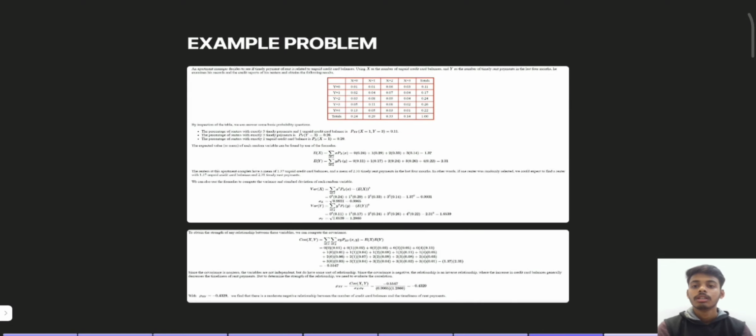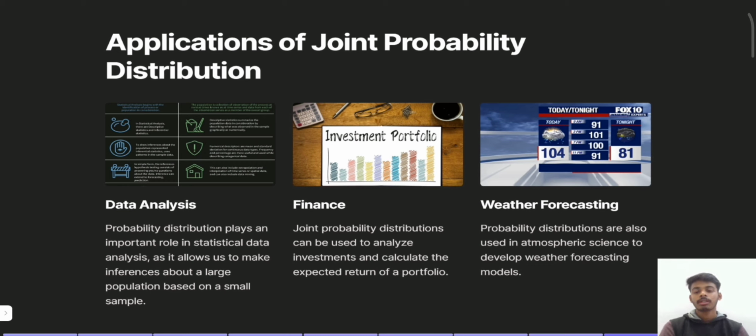Moving on, applications of joint probability distribution. You can see joint probability distribution is used in various fields, like in data analysis. Probability distribution plays an important role in statistical data analysis, as it allows us to make inferences about a large population based on a small sample. It is even used in finance. It can be used to analyze investments and calculate the expected return of a portfolio. In weather forecasting, probability distributions are also used in atmospheric science to develop weather forecasting models.